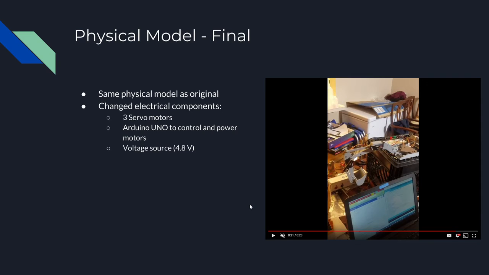So it's the same physical model as before. It's got all of the same 3D printed components. The only real changes are the voltage source and the servo motors. The Arduino is used in a different way than it was before because we don't need to have a left and right output. It's just a single output because these are servos.